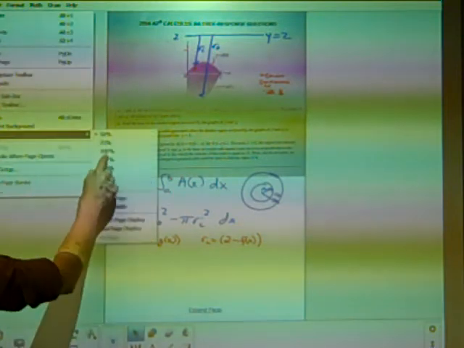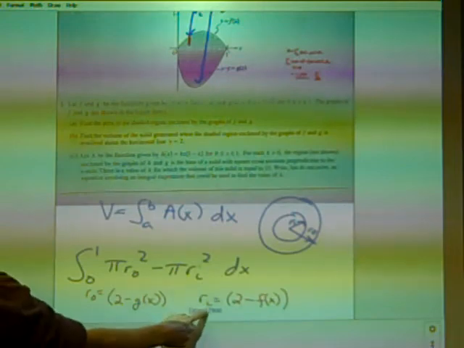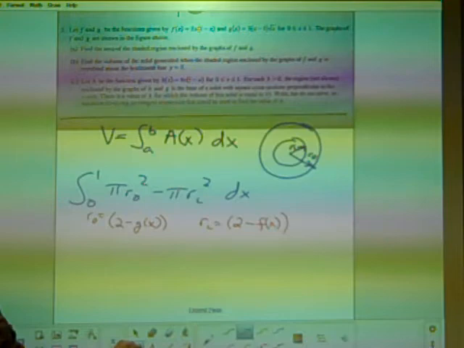Well, now can I go back to a smaller view and input those? And the answer is yeah, I can. Go back to 75%, because I don't really need the picture anymore. I will need the functions here in a second. I will pull pi out.